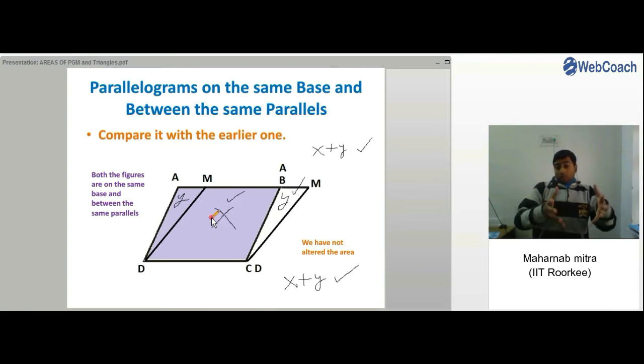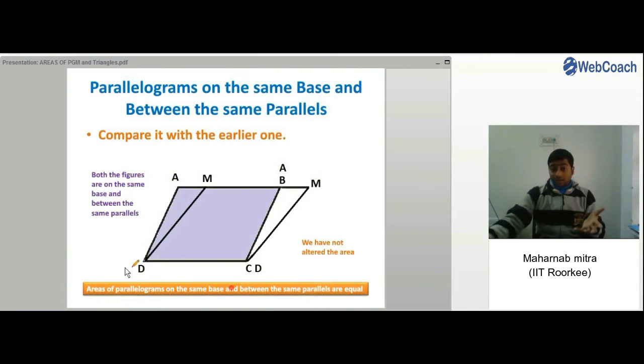So you can see, if we have two parallelograms on the same base and between the same parallel lines, their areas are the same. Or, the areas of parallelograms on the same base and between the same parallels are equal. And actually, for any two similar figures, if they are between the same parallel lines and on the same base, then their areas are always equal.